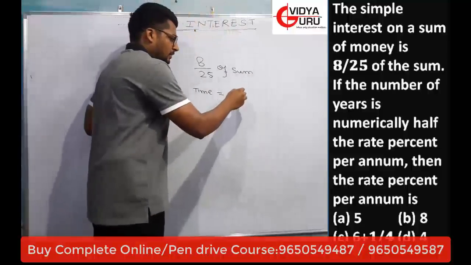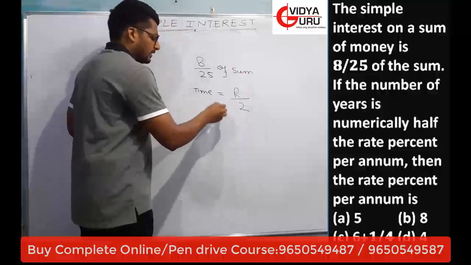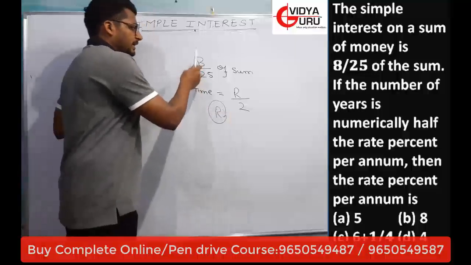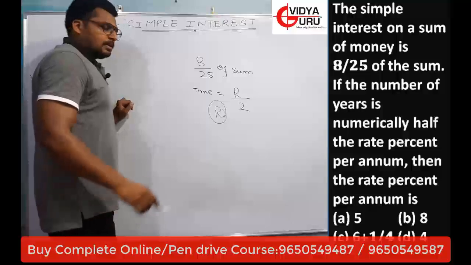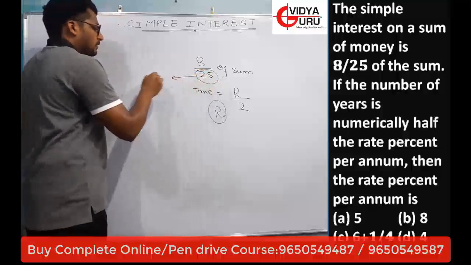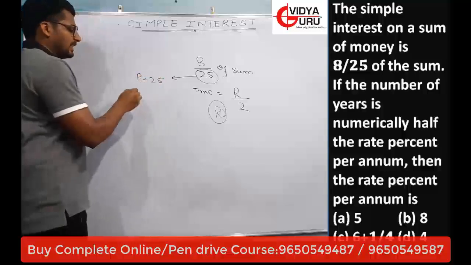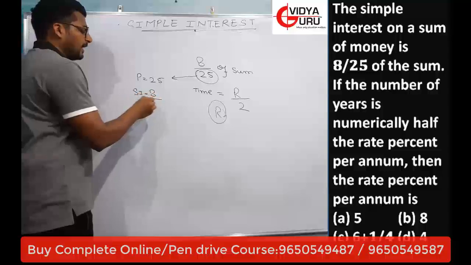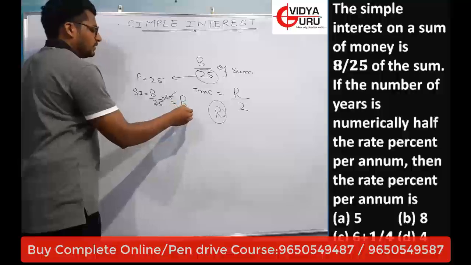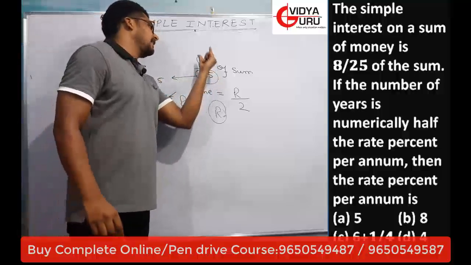Let the rate be R. So what is the time given? R by 2. And the rate will be R. It is saying simple interest is 8 by 25 of the sum. That means if I assume the principal is 25, then SI is 8 by 25 of this, so it is 8. I can clearly say principal is 25 and SI is 8.